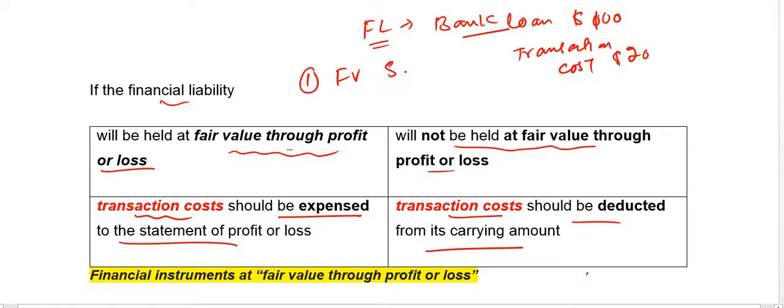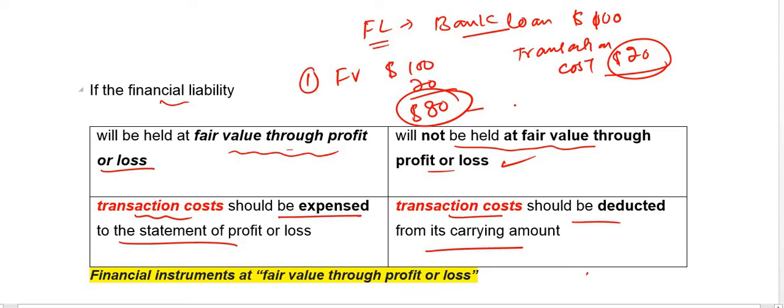Now this bank loan will be measured at amortized cost, meaning it will not be held at fair value through profit or loss. So this transaction cost of 100 will be deducted from this and you will have $80. This will be the net amount, and you will use it as the opening liability for amortized cost.